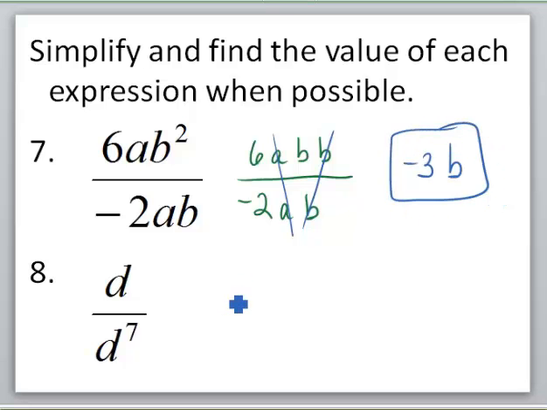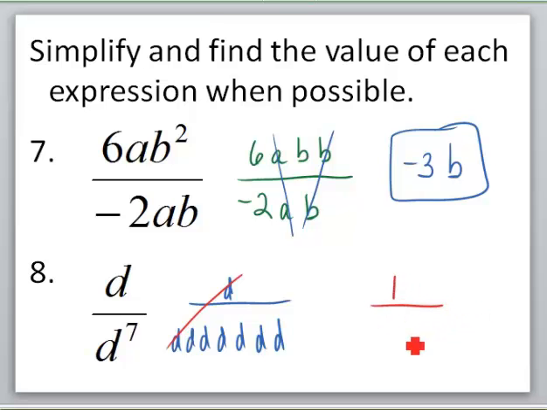In the next problem, I have d on top and 7 d's on the bottom. When I cancel, I have nothing left on top, so that means I put a 1 there. And I have d to the 6th left on the bottom.